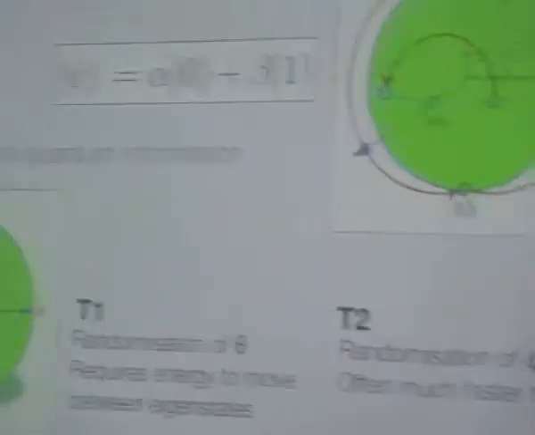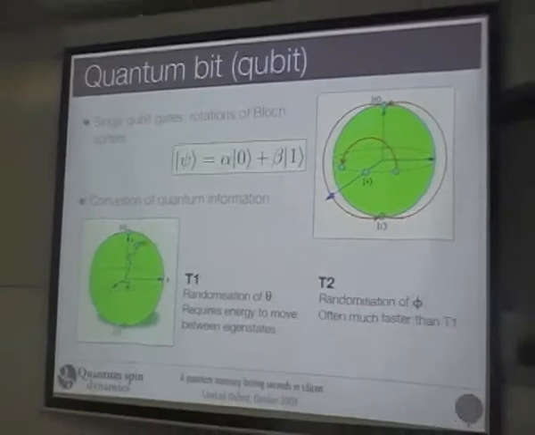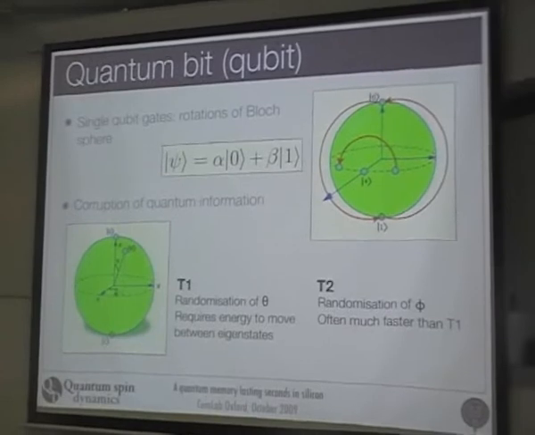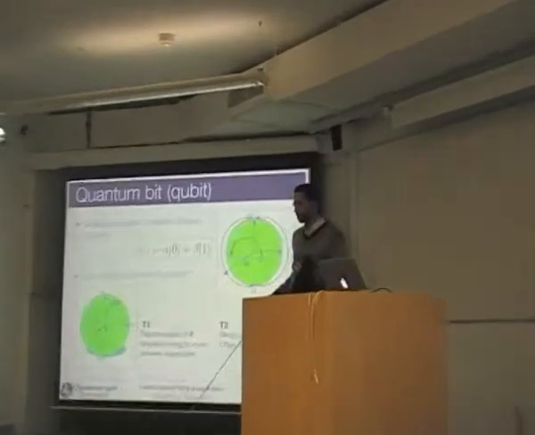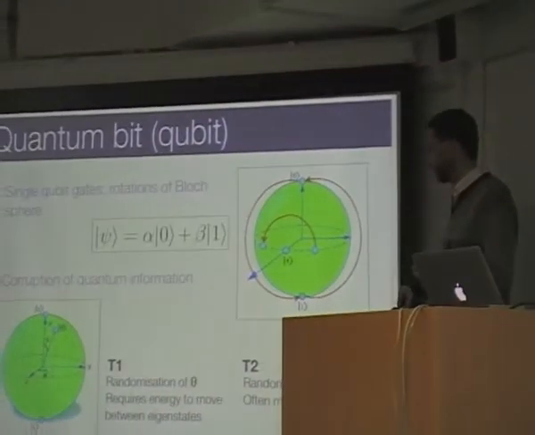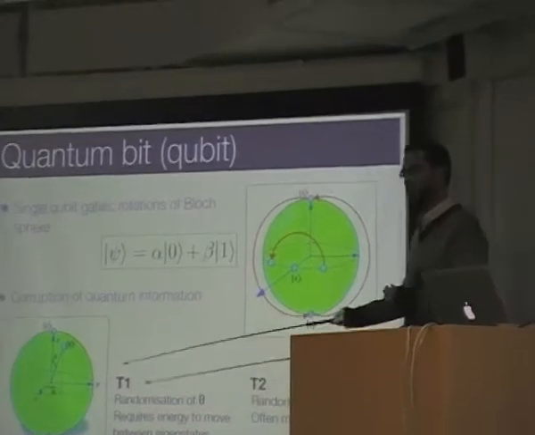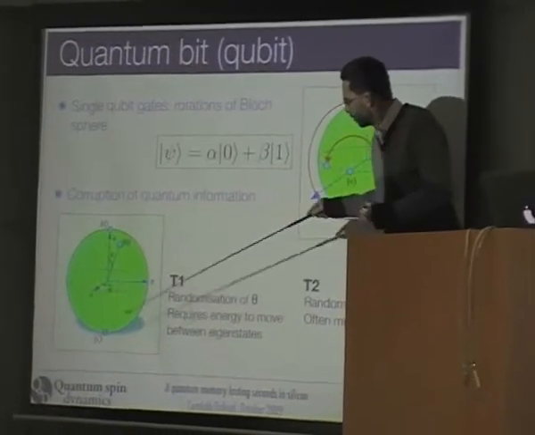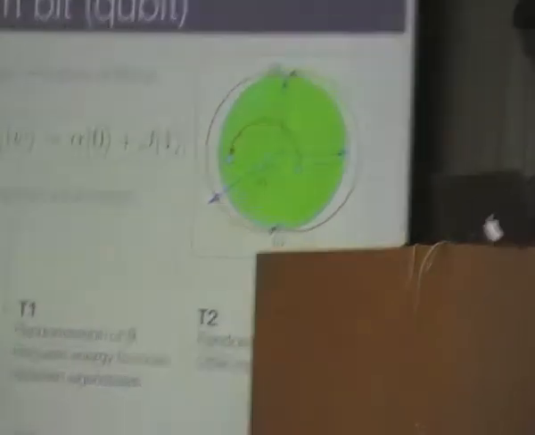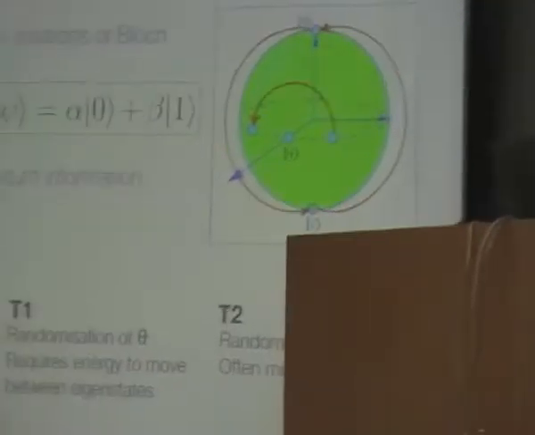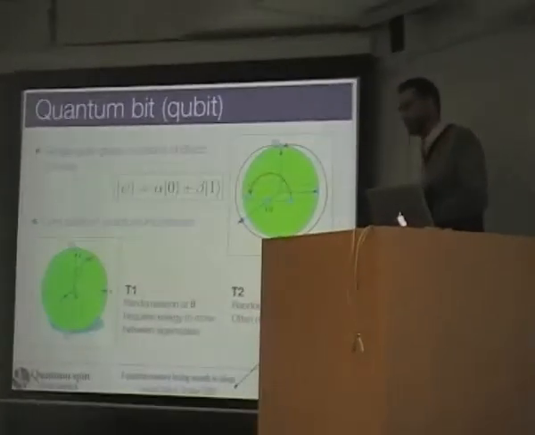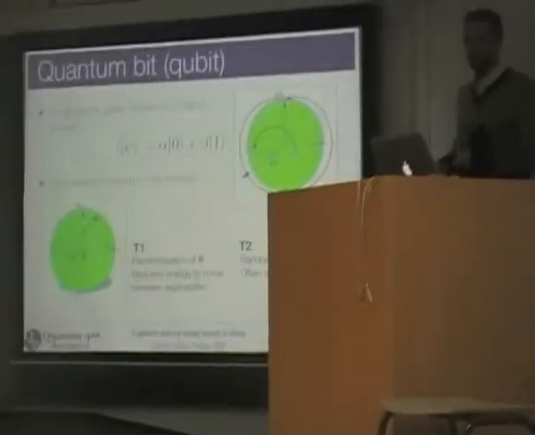And T1 is a characteristic timescale for the corruption of theta. So this is in general an energy-changing process because it's changing the relative quantities of the 0 and 1 eigenstate. So generally, that is the slower timescale. And T2 is a randomization of the phase, really the pure dephasing, decoherence, where because there's no energy change, it's often a much faster process. So often we're trying to extend this so-called T2 timescale.